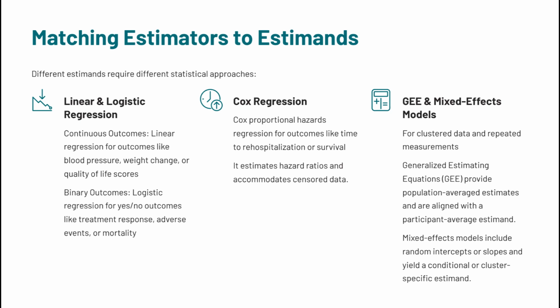When data are clustered, like patients within clinics, or when you have repeated measures, you need to account for correlated outcomes. Generalized estimating equations yield population averaged, or sometimes you'll hear marginal effects, which align with a participant average estimand, that is, estimating the average effect across all individuals rather than within specific clusters or subjects.